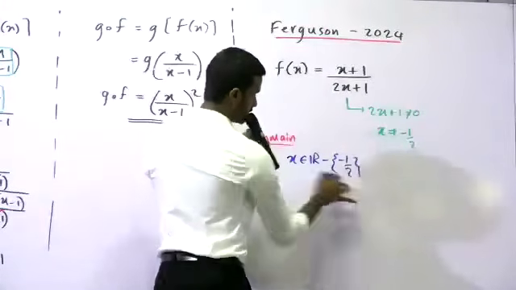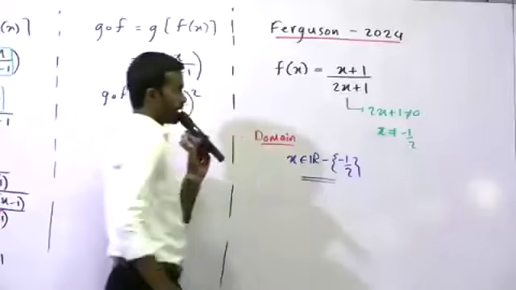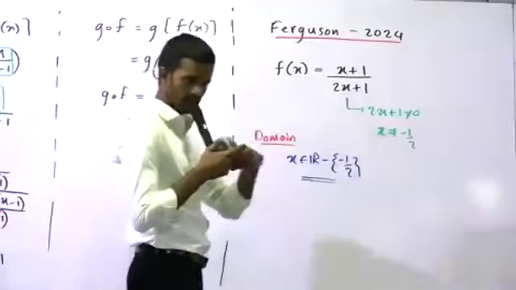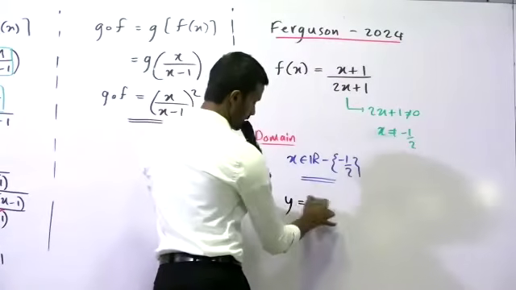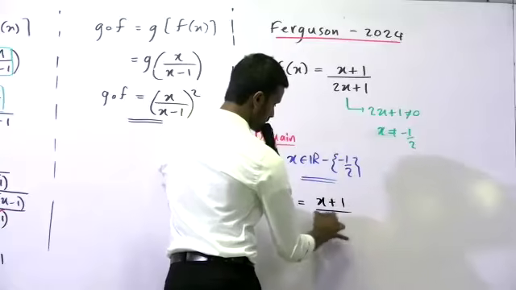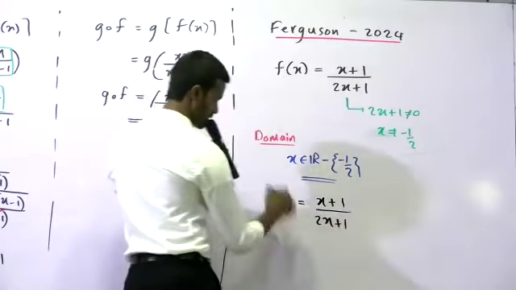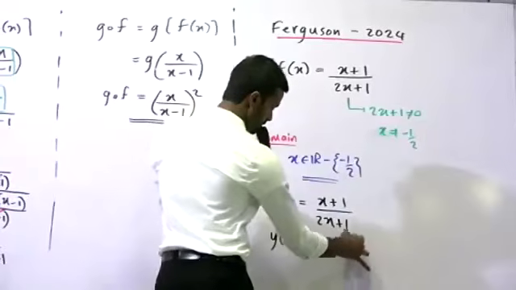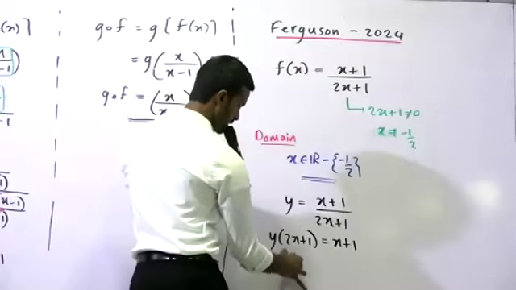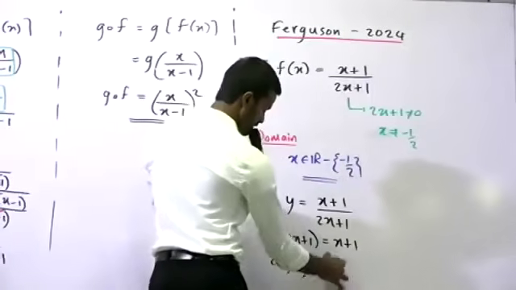They have given it in a different way, and then you are supposed to find the range. To find the range, let's subject x here. So when you subject x: y into 2x plus 1 is equal to x plus 1. So 2xy plus y is equal to x plus 1.